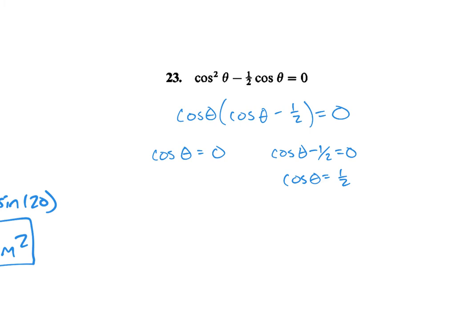So on the left, we've got cosine theta equals 0. So where does cosine equal 0? Well, that would be one of the, or a couple of the 4 quadrantal angles. Cosine is the x value, so that would be up here at 90 and down at 270.